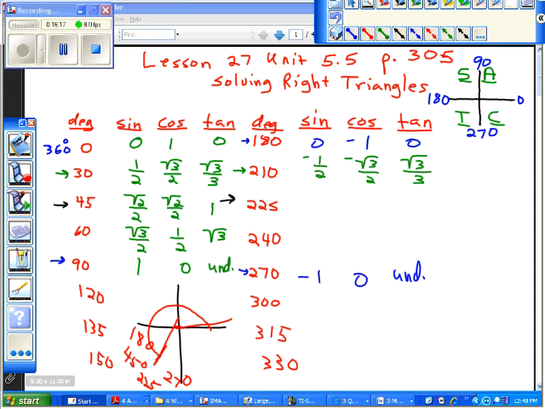So when I say sine 225, my reference is 45. Sine 45 is square root 2 over 2, but we're in quadrant 3 where sine is negative. Cosine 45, square root 2 over 2. We're in quadrant 3 where cosine is negative. Tangent 45, 1. We're in quadrant 3 where tangent is positive. You see that? Okay.